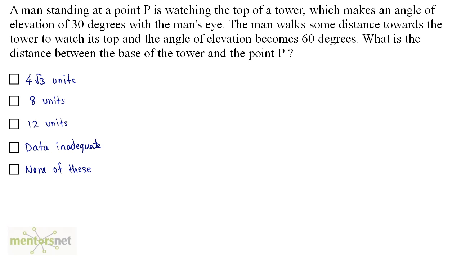A man standing at a point P is watching the top of a tower which makes an angle of elevation of 30 degrees with the man's eye. The man walks some distance towards the tower to watch its top, and the angle of elevation becomes 60 degrees. What is the distance between the base of the tower and the point P?